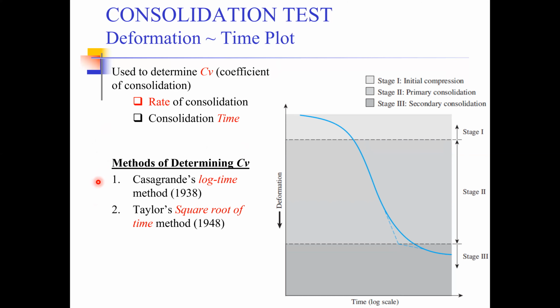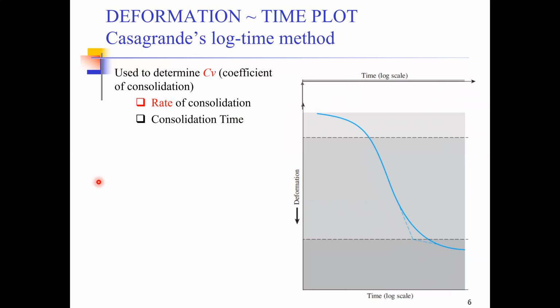So first of all, let's look at the Casagrande's log time method. Now, you might remember this is the basic equation that we have used for the determination of Cv. So if our objective is determination of Cv, we need to find out these three things. By putting in these three things in this equation, we can easily determine Cv.